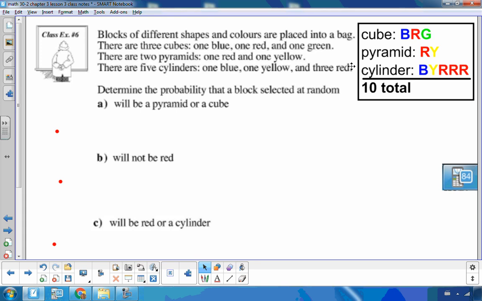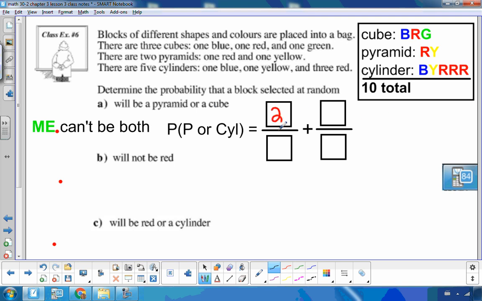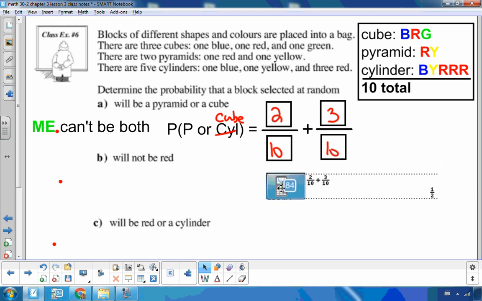So I want to know the probability that a block selected at random will be a pyramid or a cube. So can I be pyramid and cube at the same time? No. So these are mutually exclusive. There's no overlap. So the probability of the shape being a pyramid is the 2 pyramids out of 10, plus the probability of being a cube, I should say cube, not cylinder, 3 out of 10. So add those together, put them on my calculator, and I would get 1/2 in lowest terms. So 2 out of 10 plus 3 out of 10 is 5 out of 10. In lowest terms is 1/2.